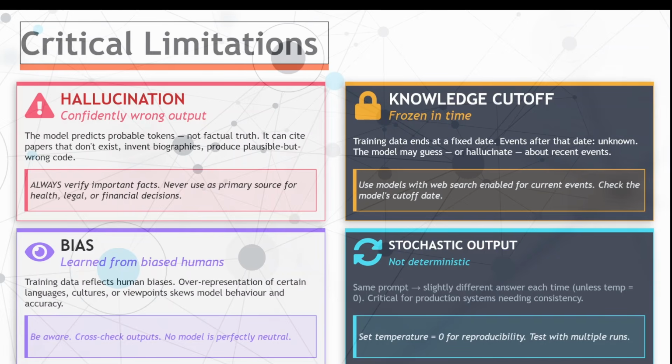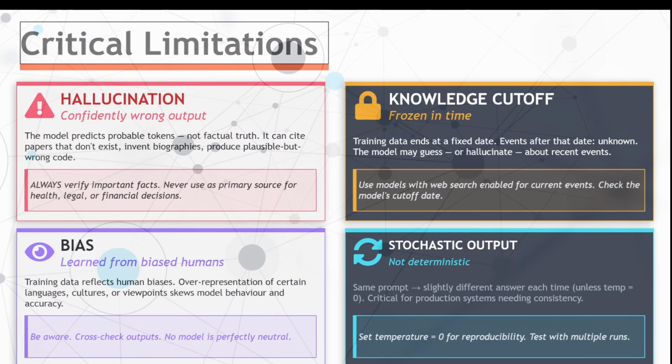It might be less accurate for languages that are underrepresented during training. This is an active area of research. So no model is perfectly unbiased. Being aware of this makes you a more responsible user of AI.